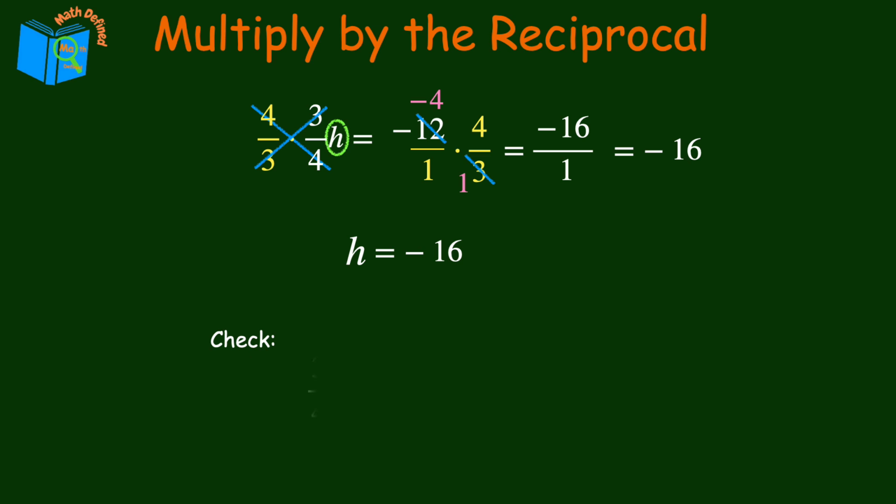We'll substitute -16 in place of h in the original equation. Before multiplying, we'll use cross-cancellation, and then multiplying the numerators, +3 times -4 is -12, and we can see the denominator will be 1, resulting in -12. The equation is balanced, so the solution is correct.